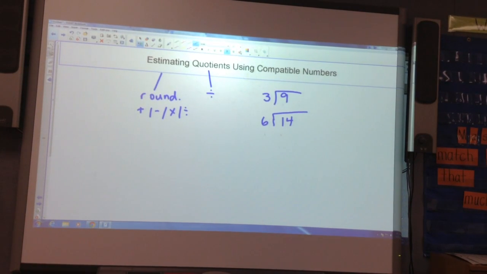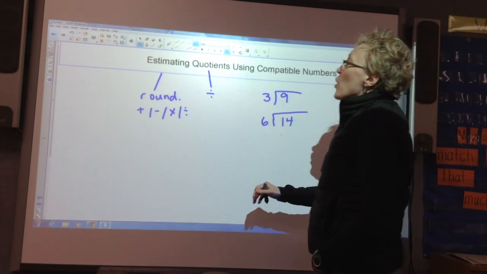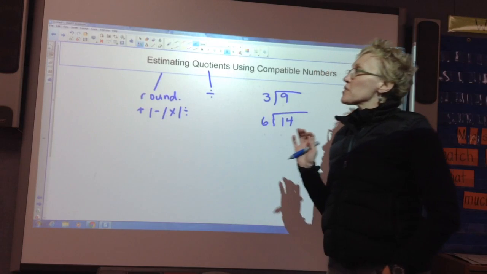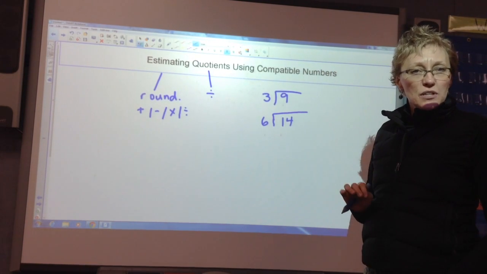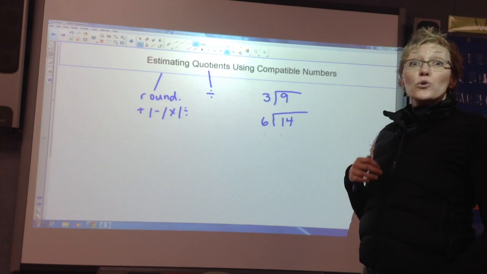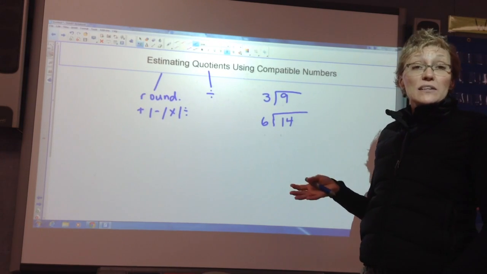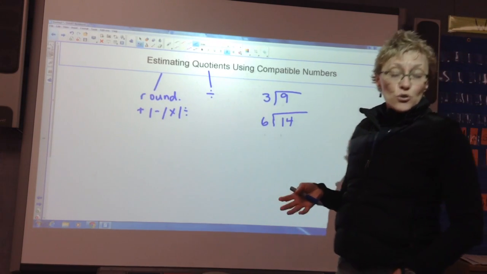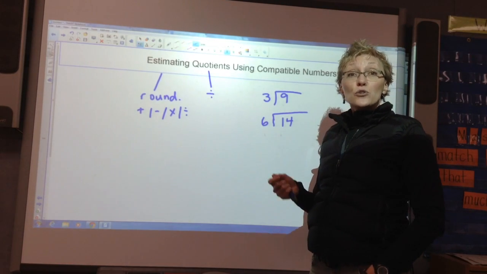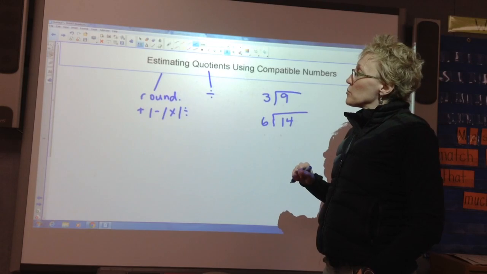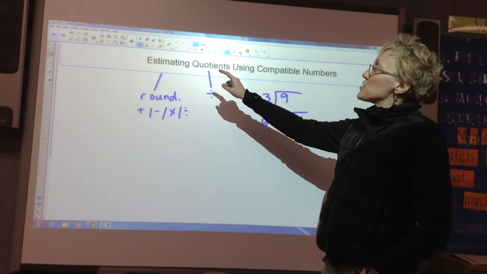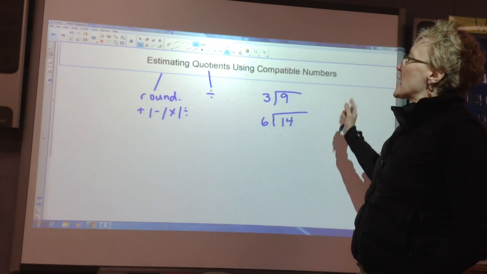Hey everybody, we are going to be talking about a slightly different topic in our division unit. We have been working with the skill of division and focusing in on the steps in a division problem, as well as putting those skills in practice, in context, story problems, and using division to solve some story problems. The new skill that we're going to be working with is called estimating quotients using compatible numbers.